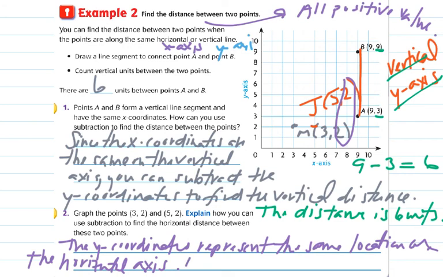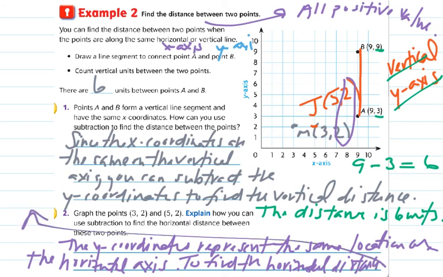So, to find the horizontal distance, and I'm going to put this over here just so we have enough space, we would take away 5 minus 3, which is equal to 2 units.